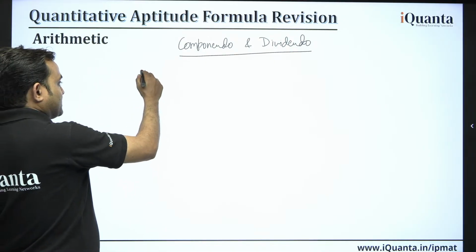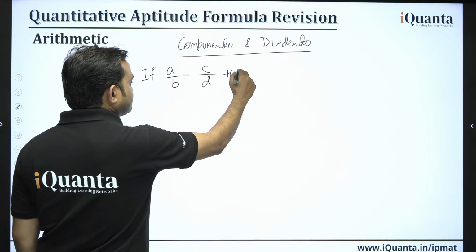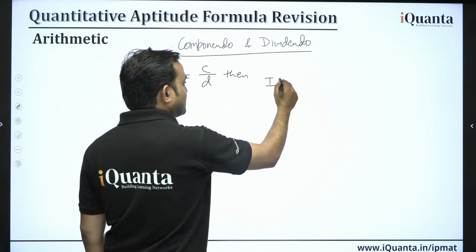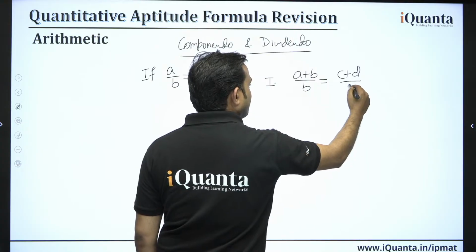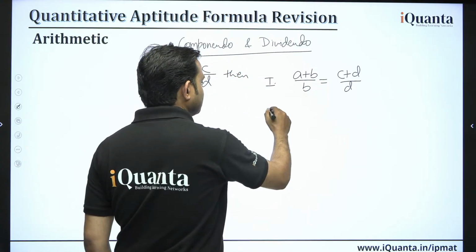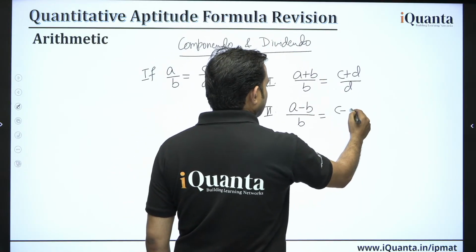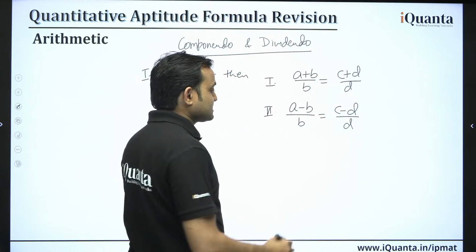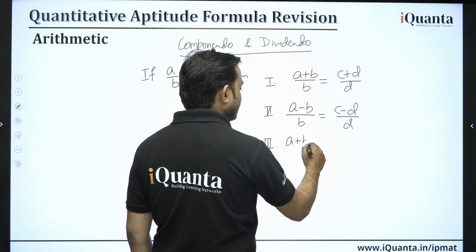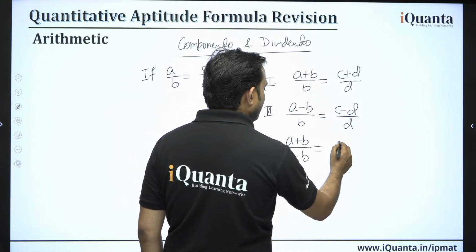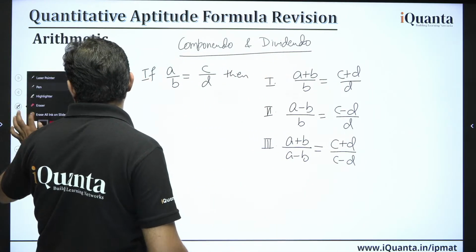If it is given that A by B is equal to C by D, then we get three results. One result, A plus B upon B will be equal to C plus D upon D. This is known as componendo. Second one, A minus B divided by B will be equal to C minus D divided by D. This is known as the dividendo concept. And if we divide this by this, we get A plus B divided by A minus B equal to C plus D divided by C minus D. This is known as the componendo and dividendo rule.